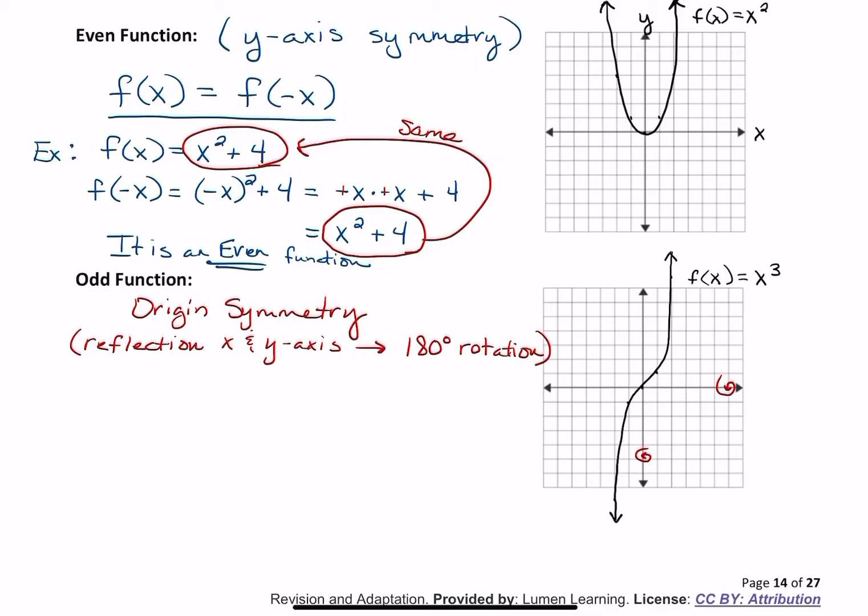Now again, this has a different test, or it's the same test, but you get a different result. To be an odd function, if I plug in a negative x, I need to get back the opposite of my original function. So basically, all the signs need to change.